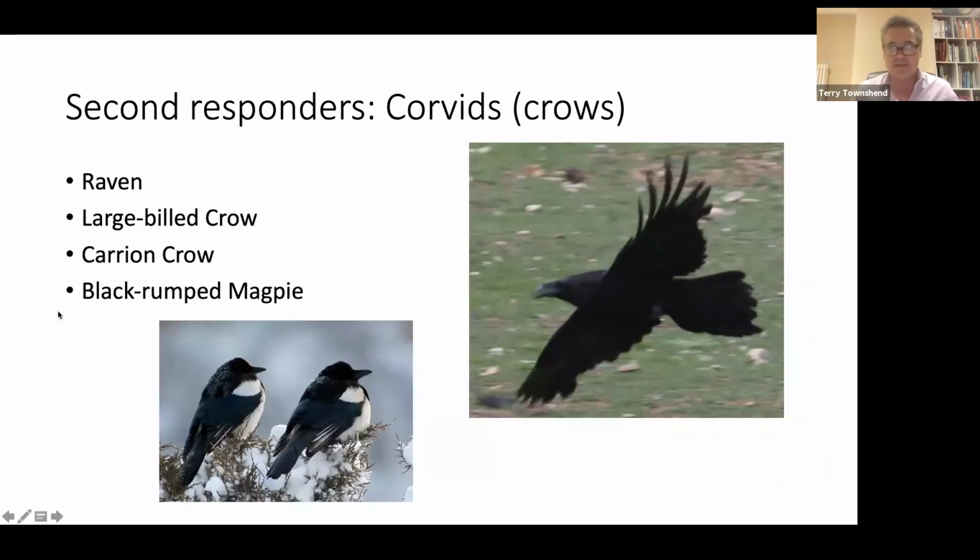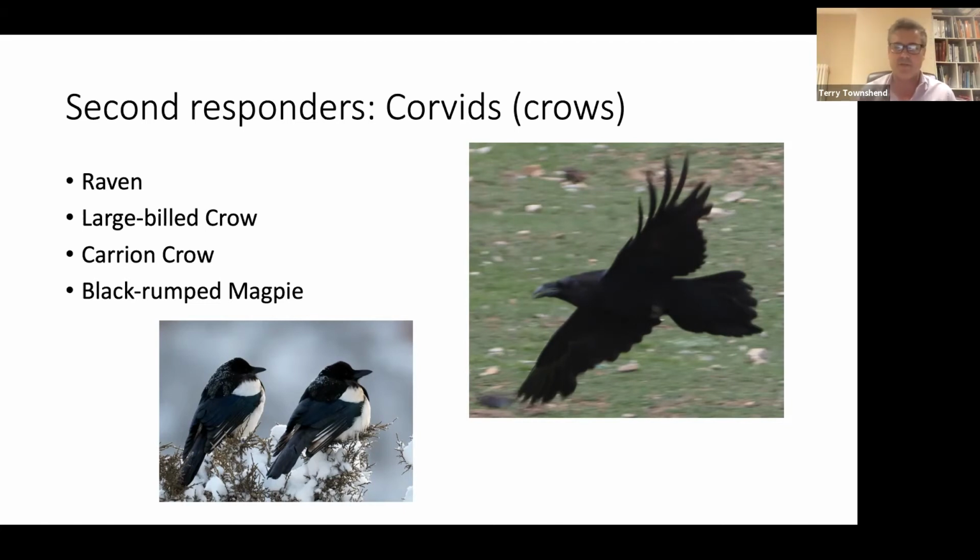And then the second family after the vultures that really have a direct relationship with snow leopards are the corvids. And certainly in the Angsai area, the Valley of the Cats, we have 4 species there: the raven, the large-billed crow, carrion crow, and the black-rumped magpie. Daurian jackdaw is also there, but much less of a scavenger. So these are the ones that you're likely to see around a snow leopard carcass.